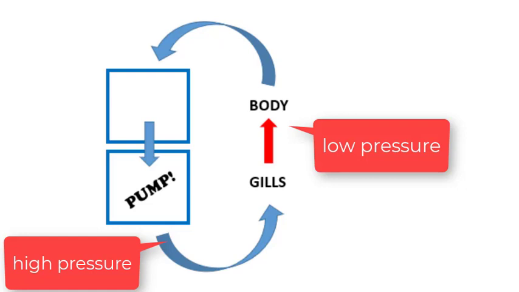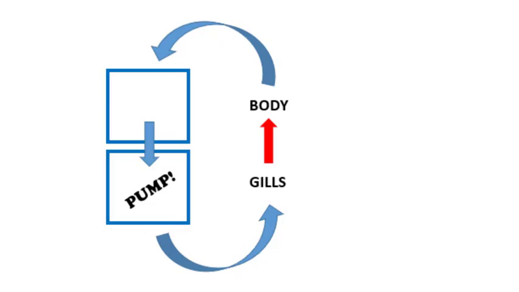that land animals do. So blood is pumped to the gills where it picks up oxygen, and then it continues on out to the body to deliver that oxygen before returning to the heart.